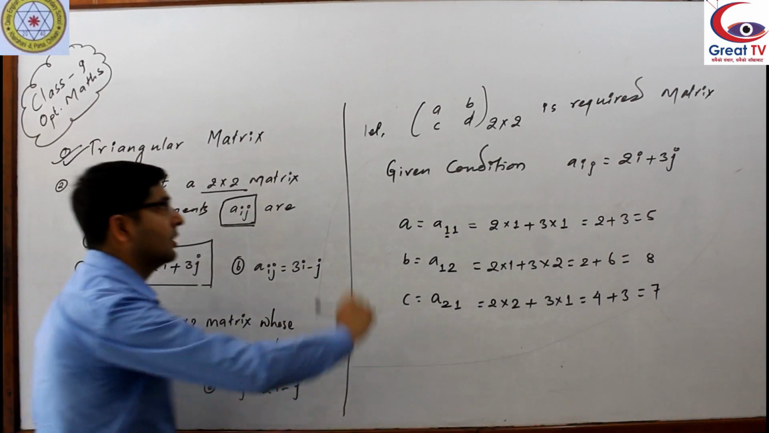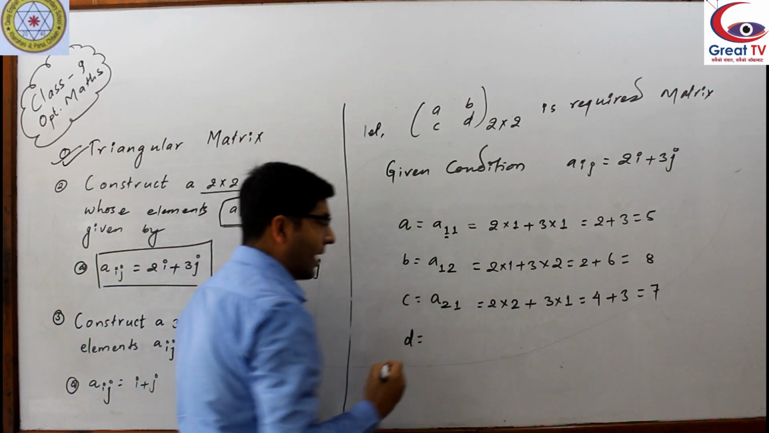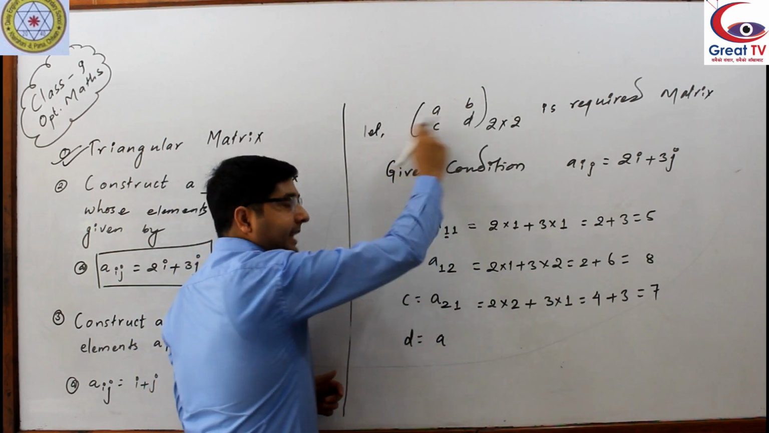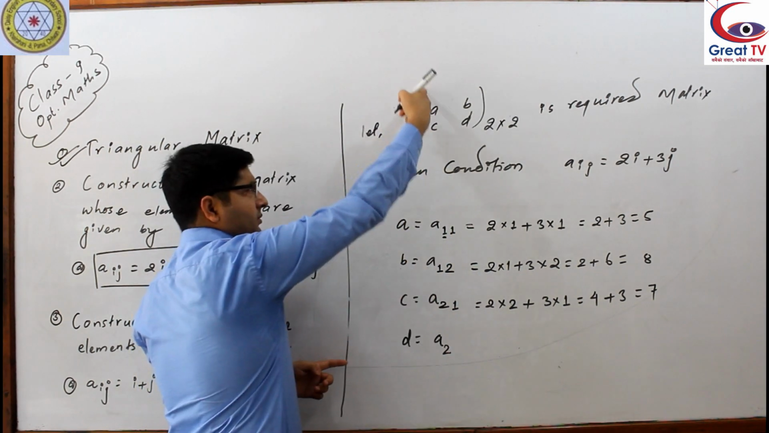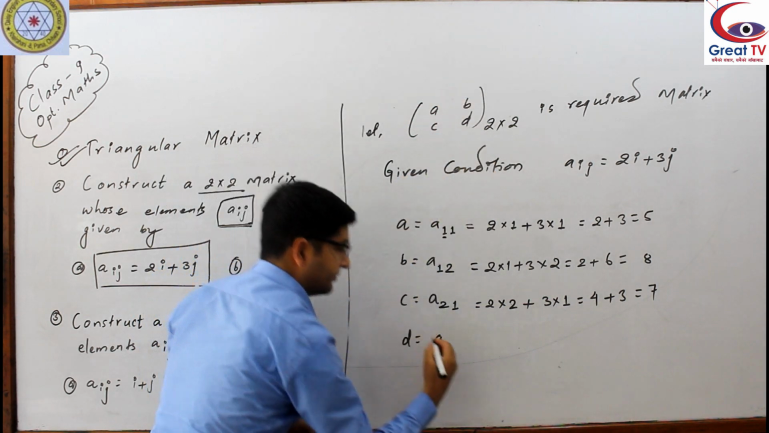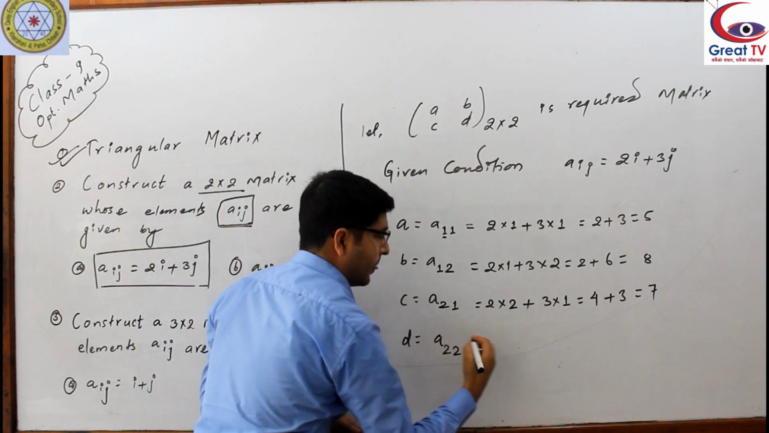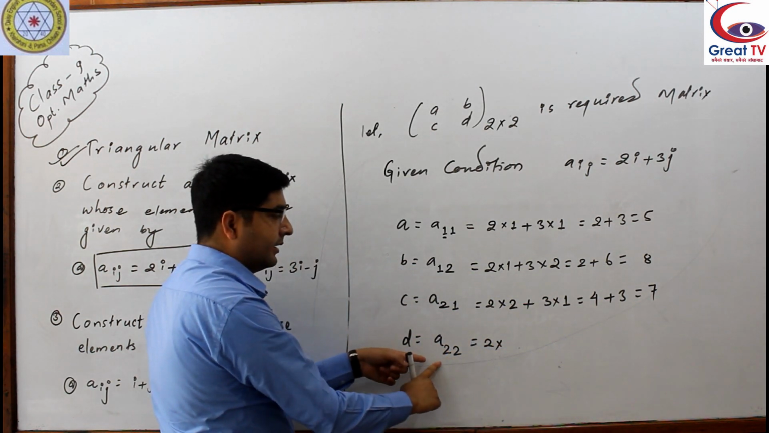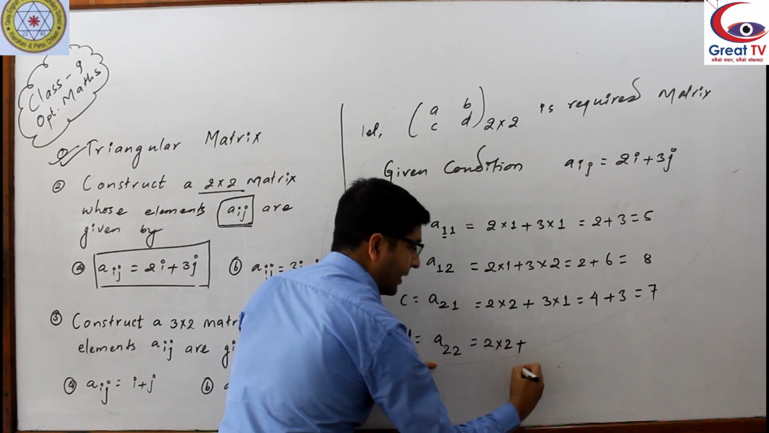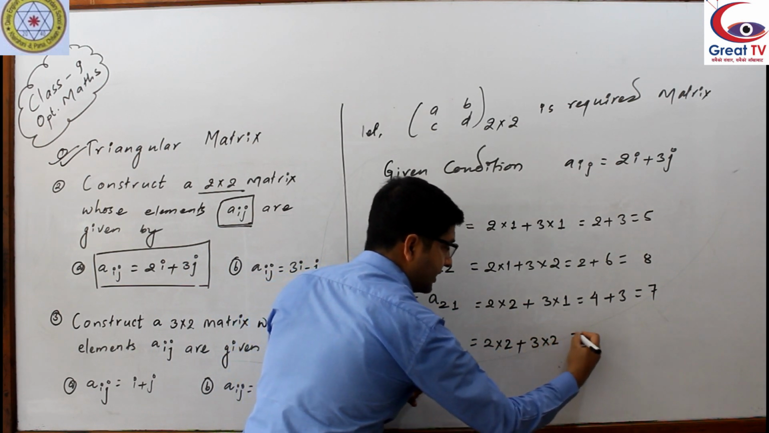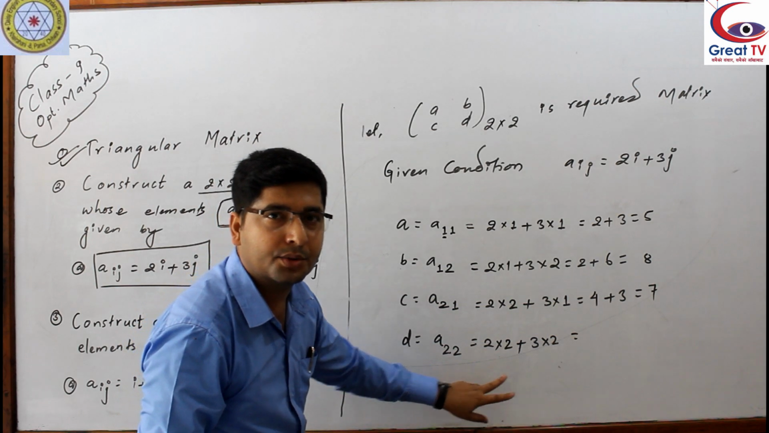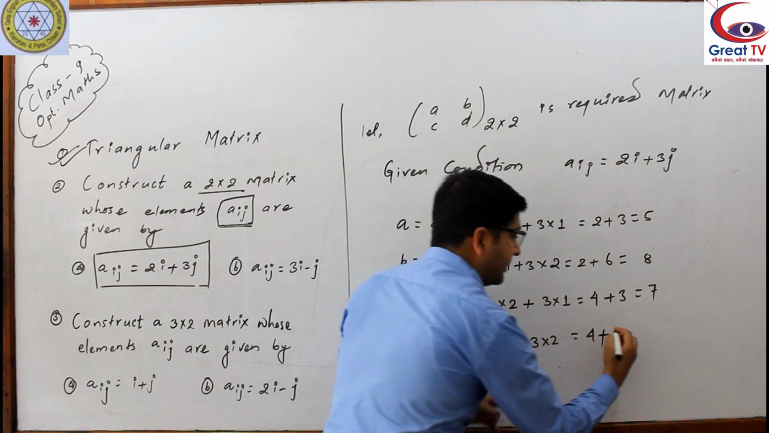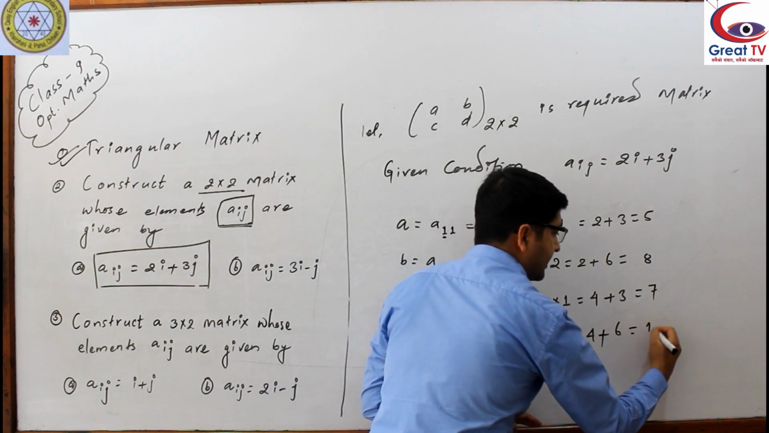Now the last element, which is D. Now write the position of D. D lies on second row, second column, a22. Then 2 multiplied by the value of i, which is 2, plus 3 multiplied by 2. 2 twos are 4, plus 3 twos are 6, so 4 plus 6 is 10.